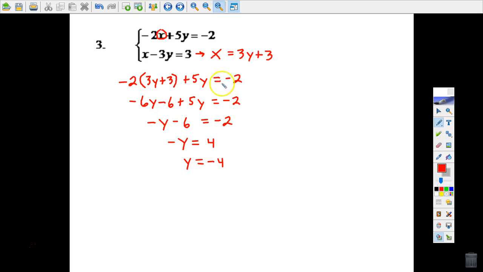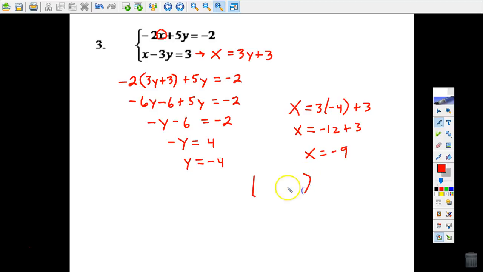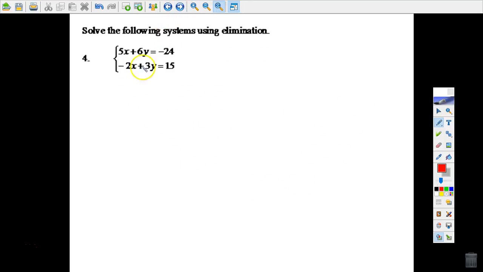Okay? And so the shortest route to finding x would be to just use this equation that's already solved for x. So x is going to be 3 times negative 4 plus 3. That's negative 12 plus 3. x is negative 9. So our answer in ordered pair form is negative 9, negative 4. So that's the substitution method.